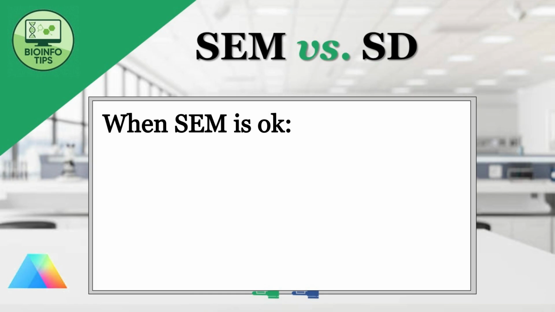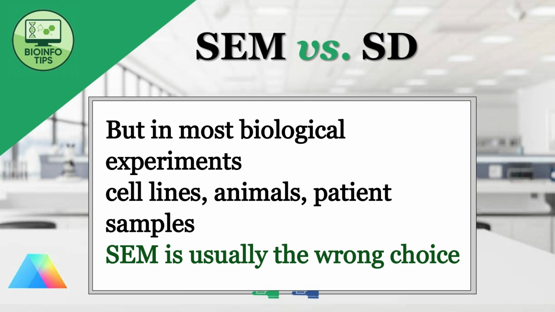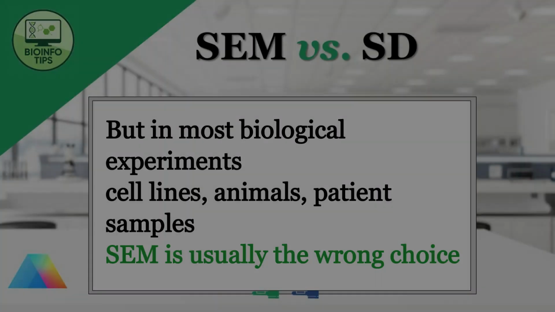Now, this is important. SEM is not evil. SEM can be acceptable when you're comparing precision of the mean in very large sample sizes or in specific modeling contexts. But in most biological experiments, cell lines, animals, patient samples, SEM is usually the wrong choice.